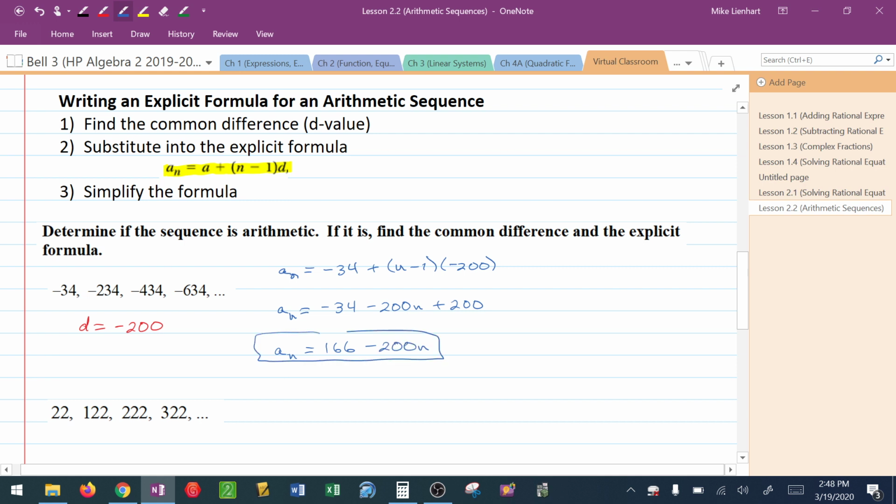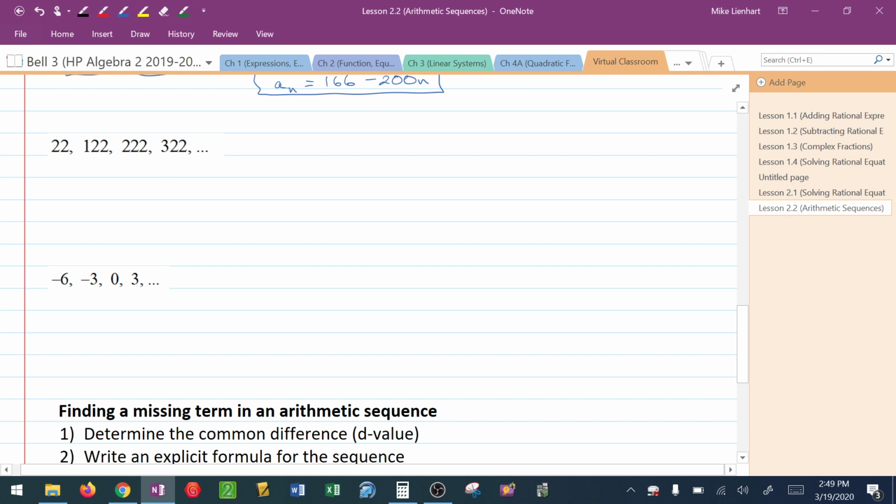This is the explicit formula. This is the common difference. Let's take a look at this second one here. I notice in this second one, this is arithmetic because it goes up by a common difference of 100. All right, I'm going to write the equation now.